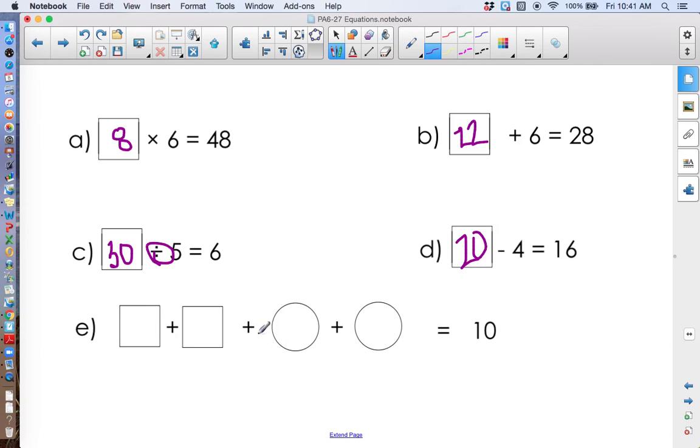Here you need to think of two numbers that are the same plus two numbers that are the same that would give you 10. So your numbers are going to be small. I'm thinking 2 plus 2, that gives me 4, plus 3, plus 3, which would give me 6. And I know that 4 plus 6 gives me 10.